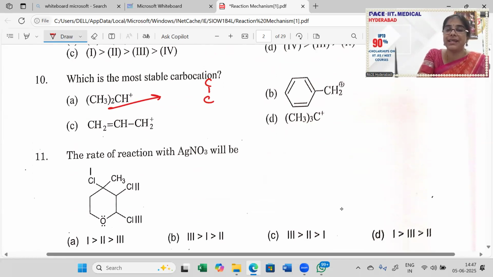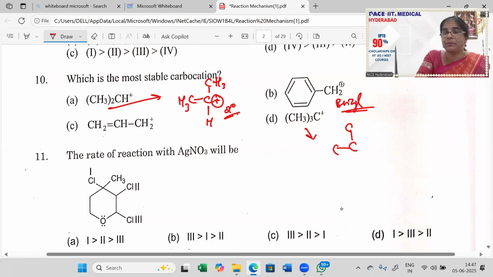Carbon, you have CH3 twice, so one hydrogen and then CH3 twice, and on top of it a positive charge. This will be my 2-degree carbocation, and this is benzyl carbocation. Option B is benzyl carbocation. Option D is a 3-degree carbocation. This is my 3-degree carbocation, and this is my allyl carbocation.